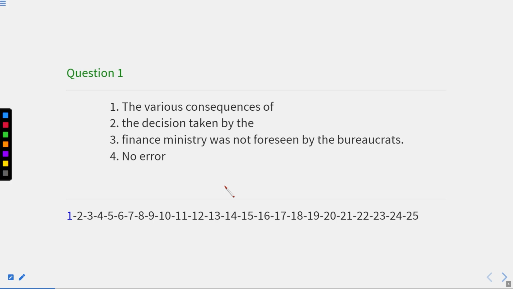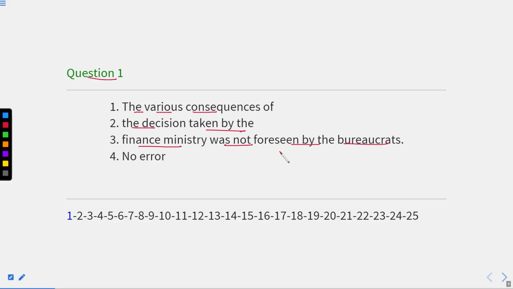Now one thing you should keep in mind before we start the questions is that the verb should agree with the subject. If the subject is singular, the verb should be singular, and if the subject is plural, the verb will be plural. Now this is question number 1. The various consequences of the decision taken by the finance ministry was not foreseen by the bureaucrats.